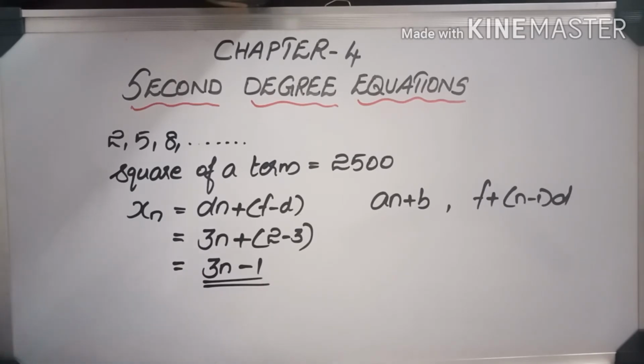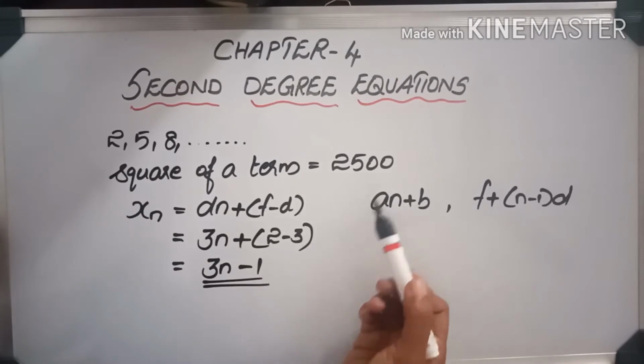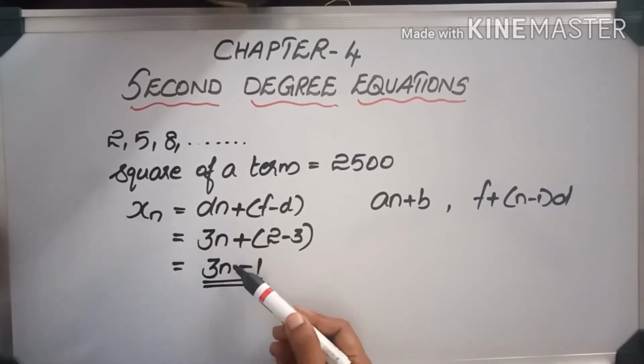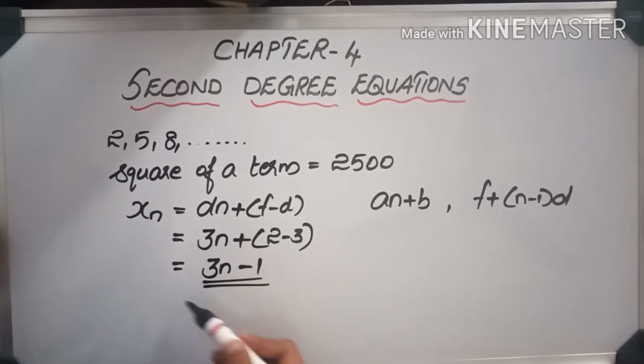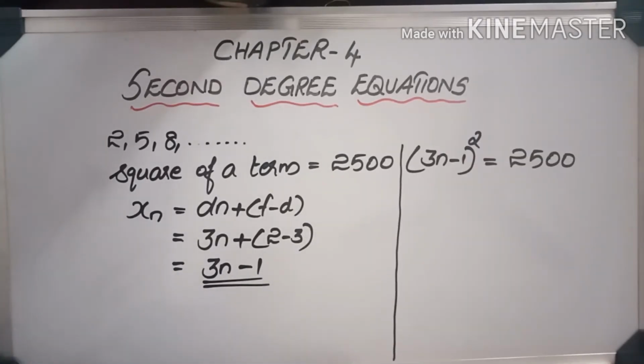And it is given that this term's square is what? 2500. This term's square is 2500. We want to find the position. That means this n we need to find. Position of this term we need to find. That means n we need to find here. So in the next step, let's consider square equal to 2500. So we can write like this: 3n minus 1 whole square equal to 2500.